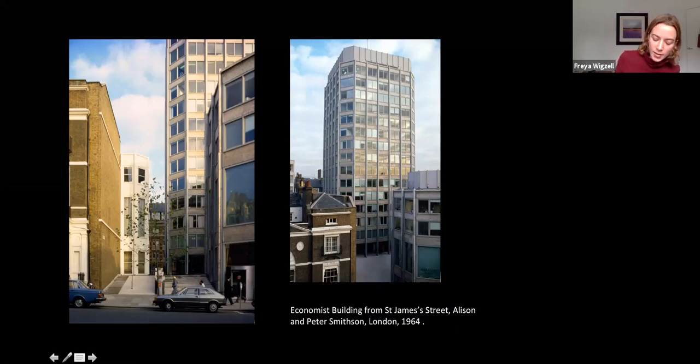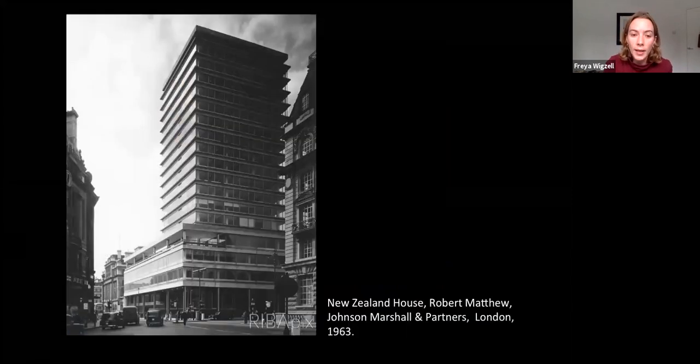The conventional practice for a commercial building at that time was to fill the whole site with a low building with a single tower above, like this one, which is a contemporary build, New Zealand House, just down the road. Instead, with the agreement of the owners, the Smithsons and the Economist magazine created a design which gave each function a separate building, grouped around an open, slightly raised public space, the plaza.